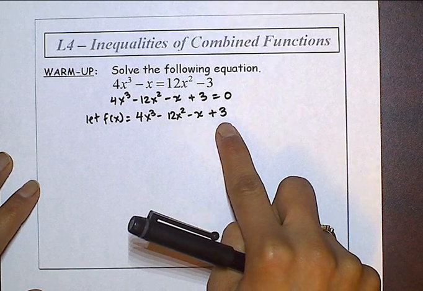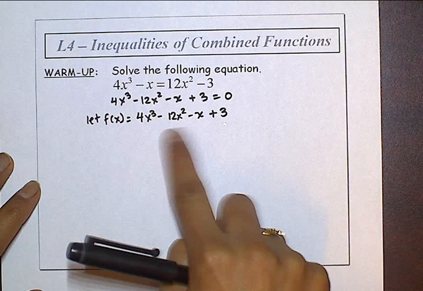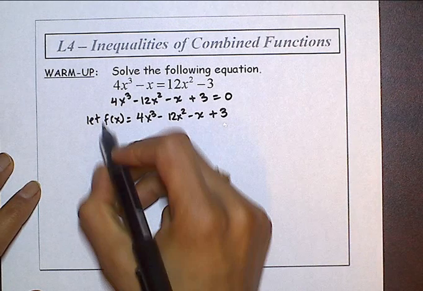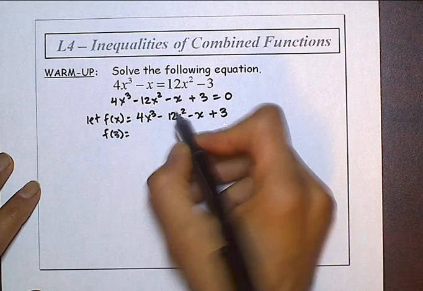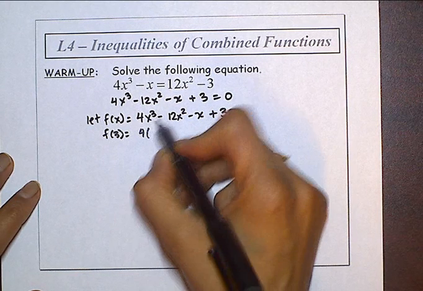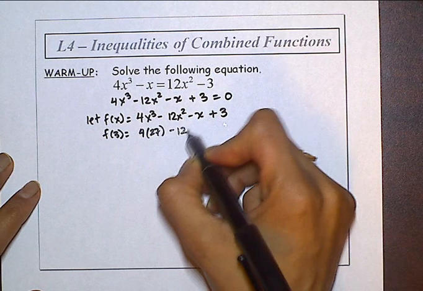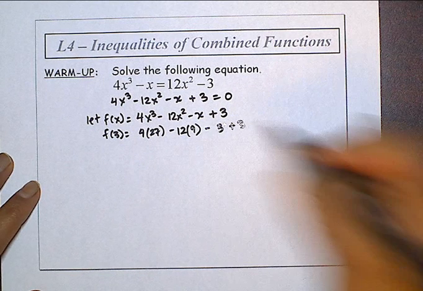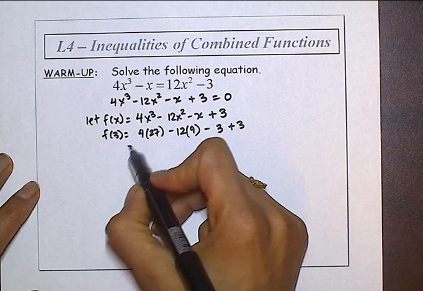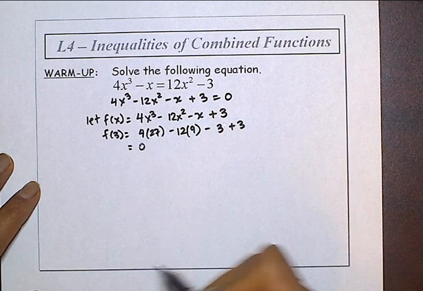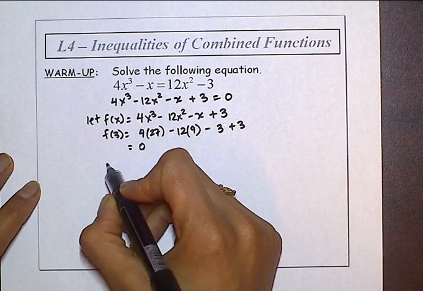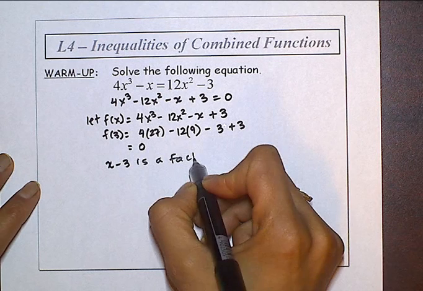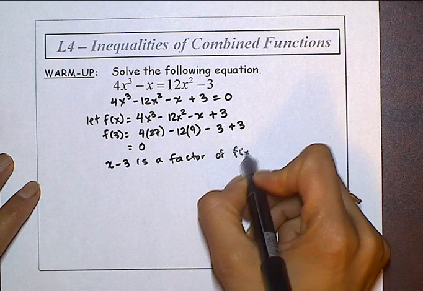And notice here, I have some negatives and I have some positives. I'm just going to go ahead and try positive 3 in here. So f of 3 equals 4 times 3 cubed, which is 27, minus 12 times 3 squared, which is 9, minus 3 plus 3. And if you actually work this out, you will notice that your answer becomes 0. So in this case, you can say that x minus 3 is a factor of f of x.